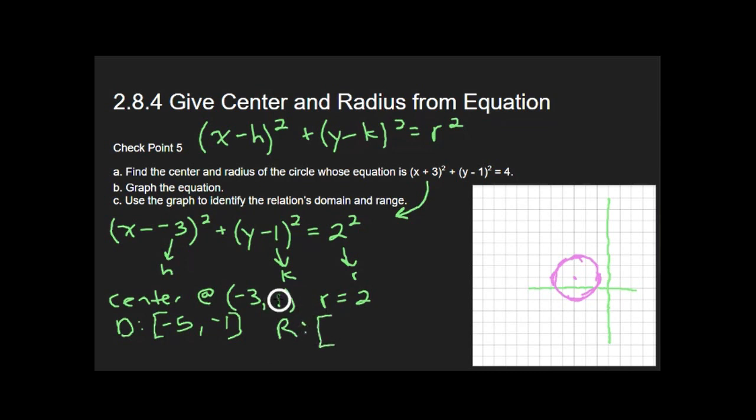The range is going to be 2 subtracted from our center, which would be -1, and 2 added to our center, which would be +3. So check your answers, make sure you got the same ones I did. If not, go back and rewatch it or rework it.